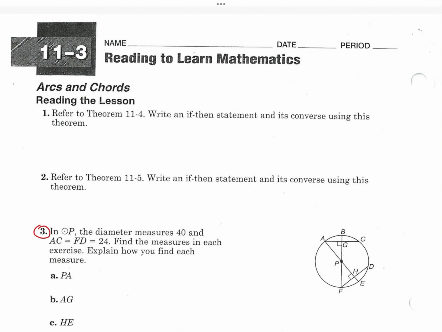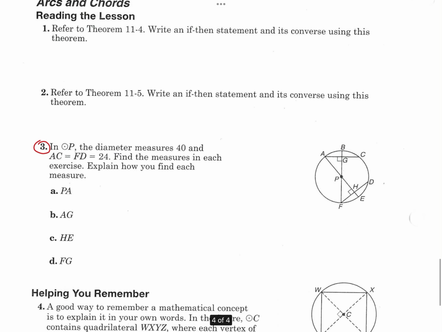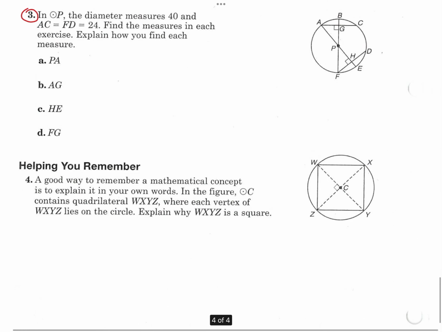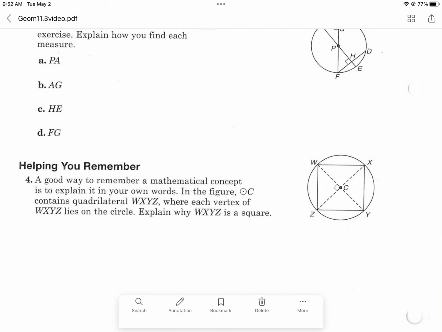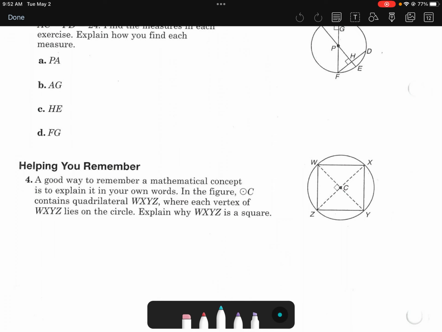This is the Reading to Learn math page for section 11.3. It's on arcs and chords. We're going to do number 3. In number 3, we're using circle P. And they're telling you that the diameter is 40. And notice how there's a couple places where that diameter comes into play.